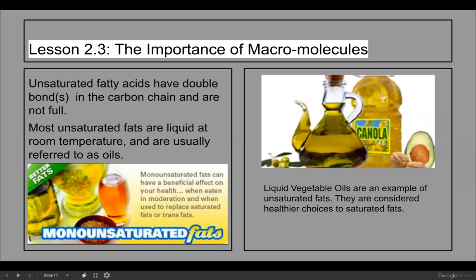Unsaturated acids have double bonds in the carbon chain and are not full. Most unsaturated fats are liquid at room temperature and usually referred to as oils. So liquid oils are the example of unsaturated fats. They are considered healthier.